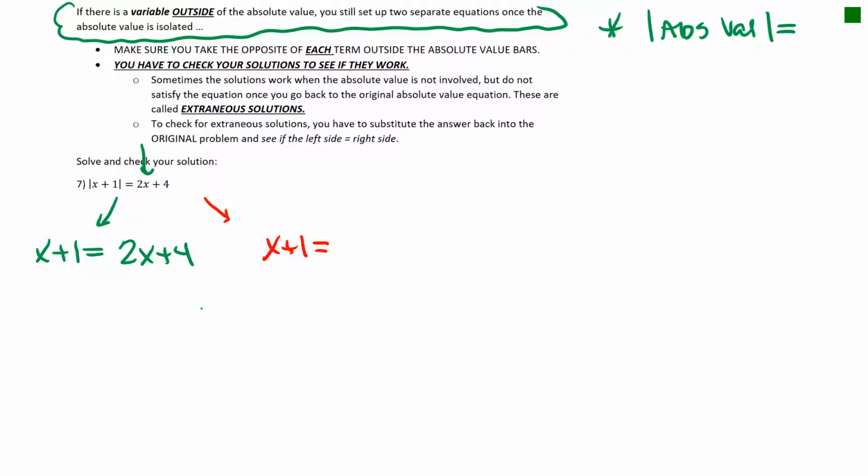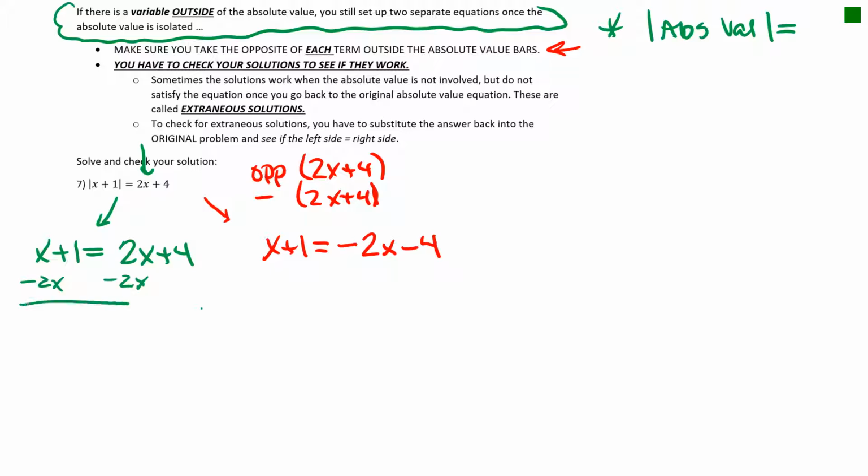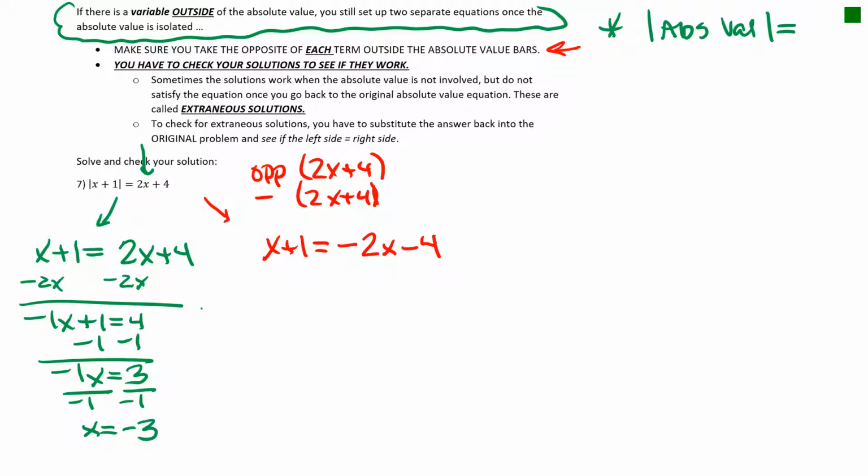So what I have to do is take the opposite of the entire 2x plus 4. Opposite in math is a negative. So I'm going to change 2x to negative and 4 to negative. You have to take the opposite of each term. That's what that step says. Okay? Now I'm going to solve them. I'm going to subtract 2x. I get -1x plus 1 equals 4. I'm going to subtract 1. -1x equals 3. And divide by -1. And I get x equals -3.